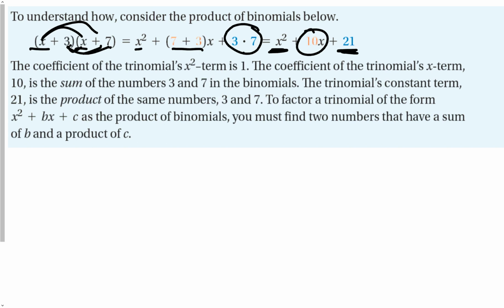So the coefficient of the trinomial's x squared term is 1. The coefficient of the trinomial's x term is 10, and that's the sum of the numbers 3 and 7 in the binomials, right? We just said that. And the trinomial's constant term, 21, is the product of the same numbers, 3 and 7. So we have a sum and a product of these two numbers, 3 and 7. To factor a trinomial of the form x squared plus bx plus c as the product of binomials, you must find two numbers that have a sum of b and a product of c.